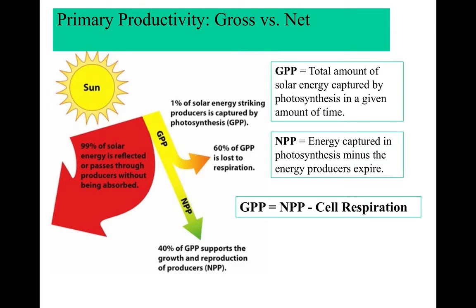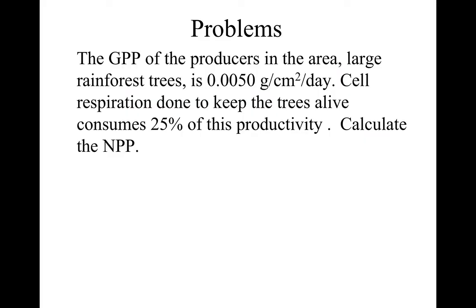Here's the formula that you'll want to use. Let's work a problem. The GPP of the producers in the area, large rainforest trees, is 0.0050 grams per centimeter squared per day. Cell respiration done to keep the trees alive consumes about 25% of this productivity. Your task is to calculate the net primary productivity.